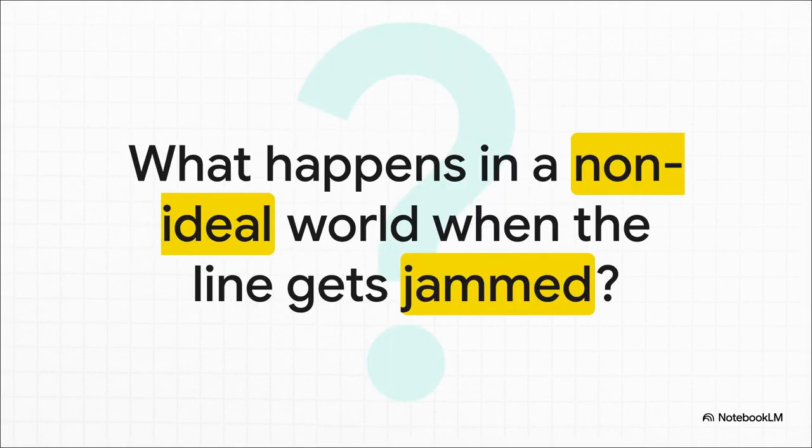Of course, this is all in a perfect world, an ideal scenario. But what happens when things aren't so perfect? What if an instruction down the line needs a result from an instruction that isn't even finished yet? What happens when the assembly line gets jammed? Well, that's when things get even more interesting. And that's a story for another day.